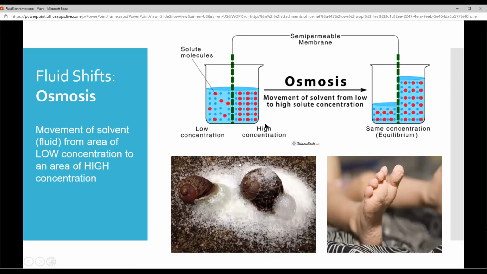Osmosis. Osmosis is a shift of fluid from an area of low concentration to an area of high concentration. Basically, it's trying to water that other area down so that they can be equal and balanced. In the top picture, those are like particles in the water, and the water is moving to the area with more particles in it to help balance out the concentration.